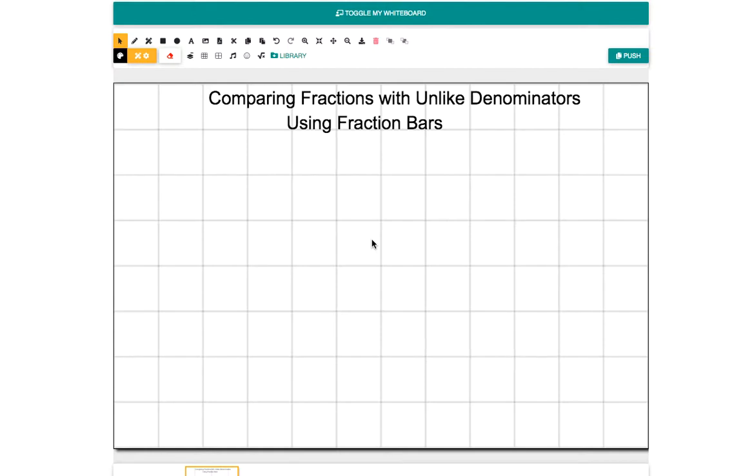The strategy we're going to be learning is comparing fractions with unlike denominators by using fraction bars. I'll show you some examples that they're going to have on their assignments this week, but I also want to show you some online ways that they could use fraction bars.